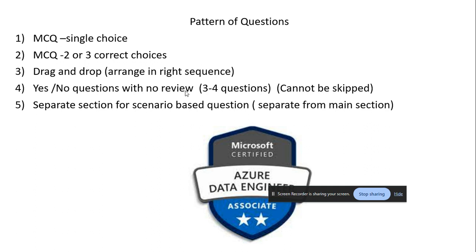Suppose there are 4 questions, and I have answered the first and second, I cannot go back and answer them again. I'm talking about these 3 or 4 yes/no questions: there is no review option for them. These questions cannot be skipped. Once the question is opened, you will have to answer it. You cannot go to any other question after seeing it. That's why I've separately mentioned that you cannot skip this question, and that it will be part of the main section only.